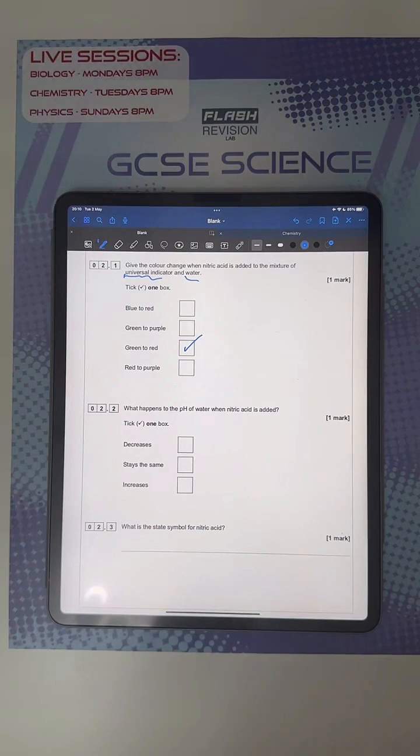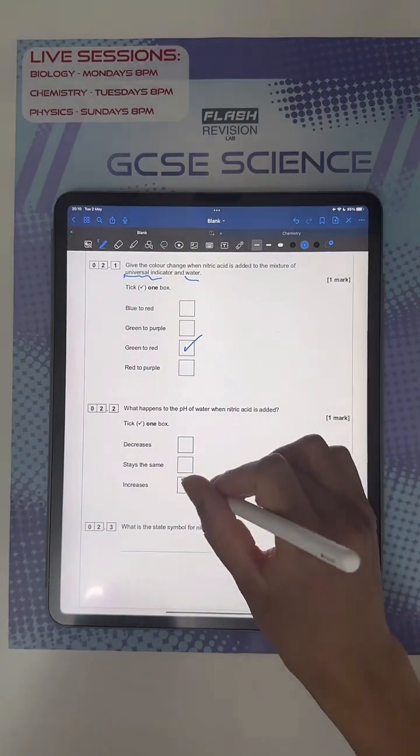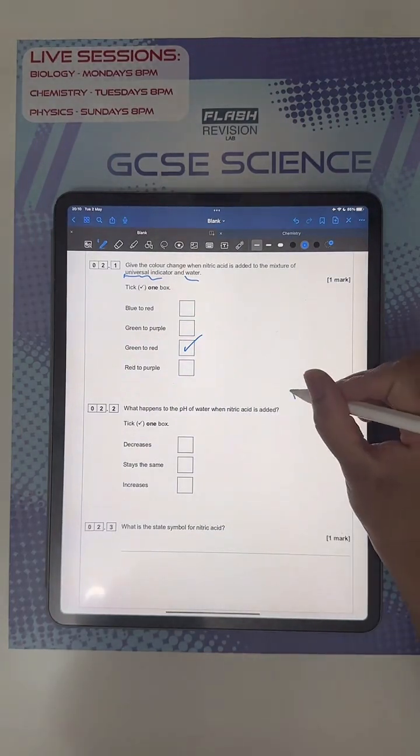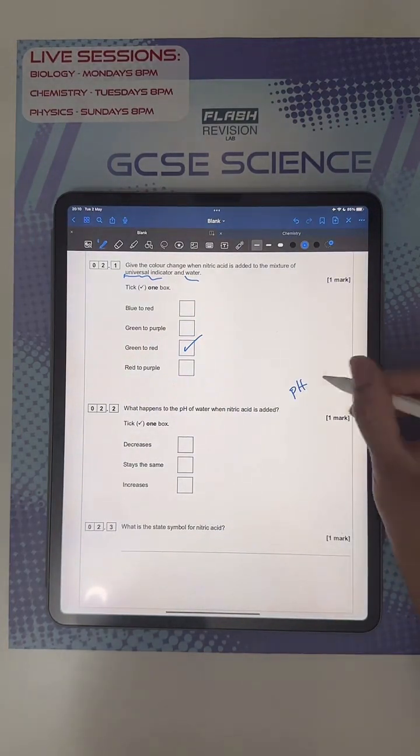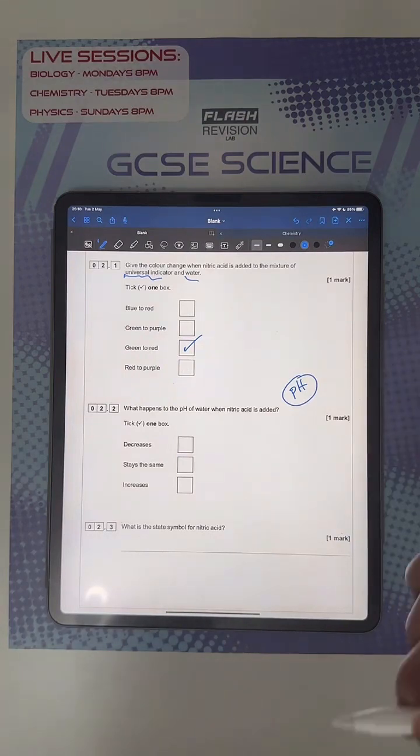Next question. What happens to the pH of water when nitric acid is added? So pH decreases. People sometimes make the mistake of thinking it increases, but pH is the number. The lower the pH, the more acidic it is. pH 1 is acidic, pH 14 is alkali. So when you're adding nitric acid, it's going to become more acidic, so it's going to decrease. These questions are both for higher and foundation.